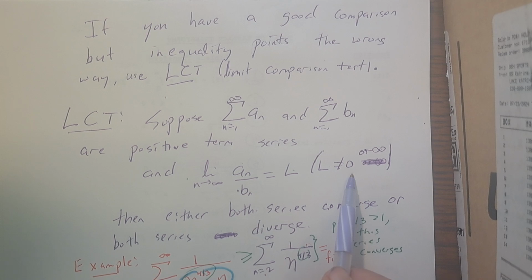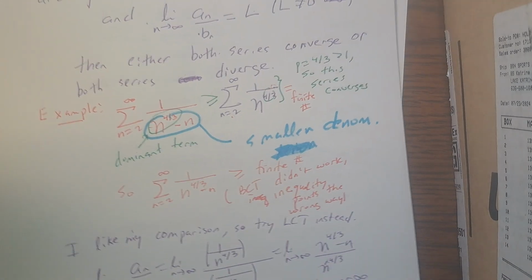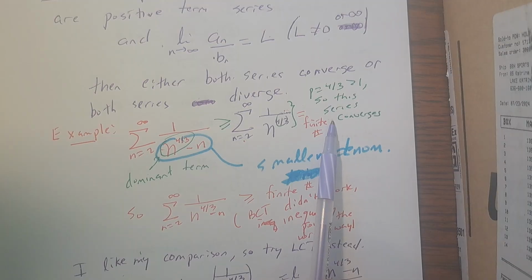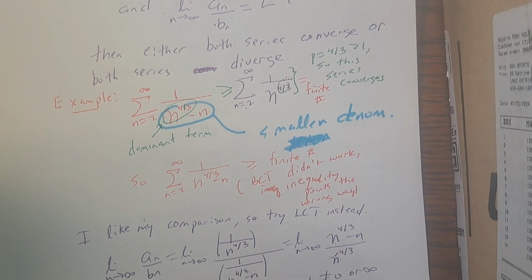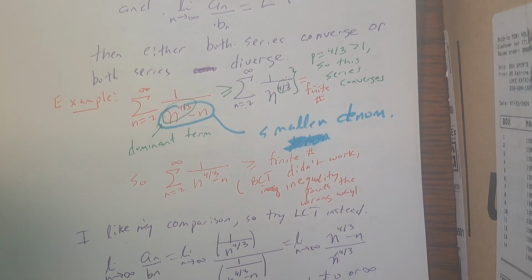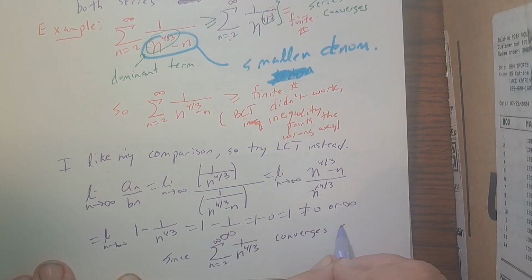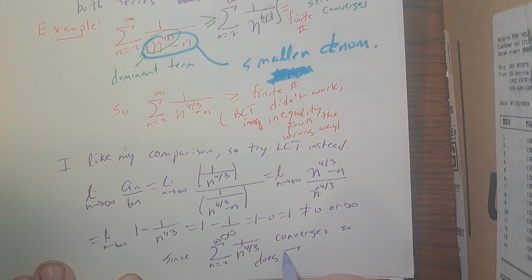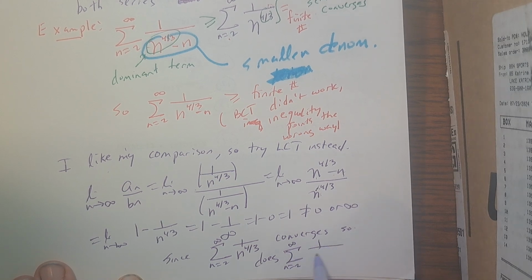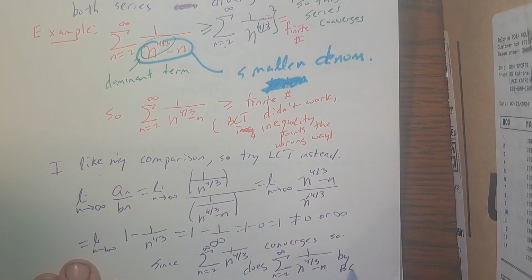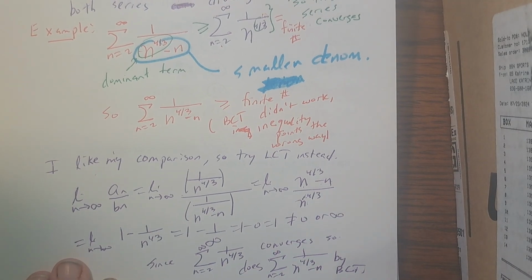If you're not 0 or infinity, then either both series converge or both series diverge. I already know that this converges because we already explained why, which means since the one from 2 to infinity of 1 over n to the 4/3 converges, so does the one in question, 1 over n to the 4/3 minus n, by the basic comparison test. Oh, sorry, this was the limit comparison test.